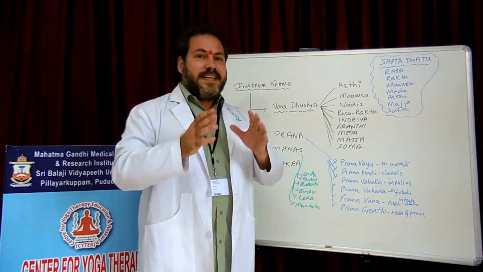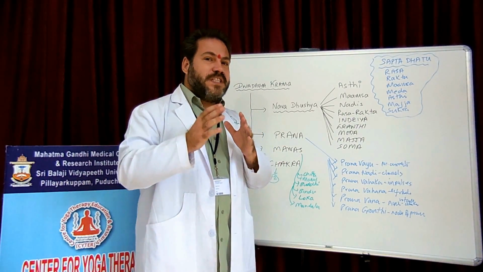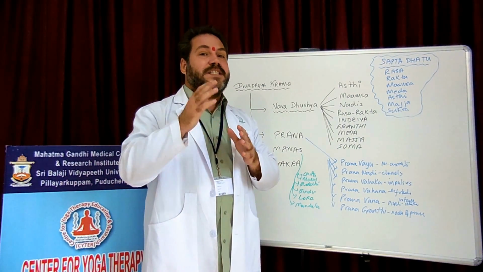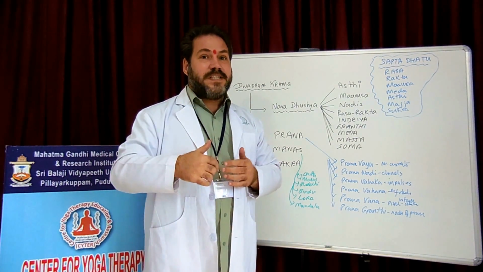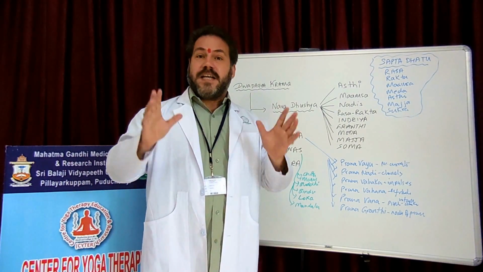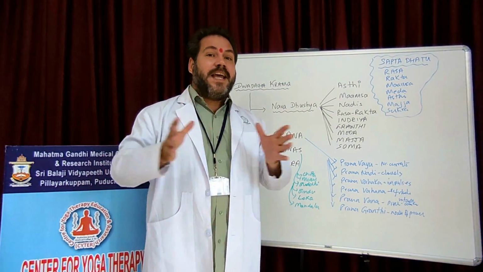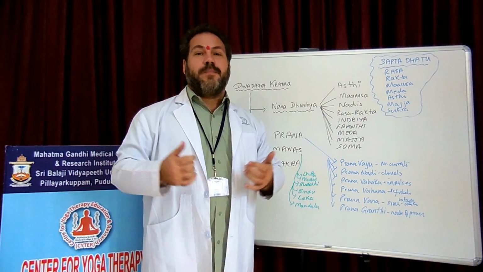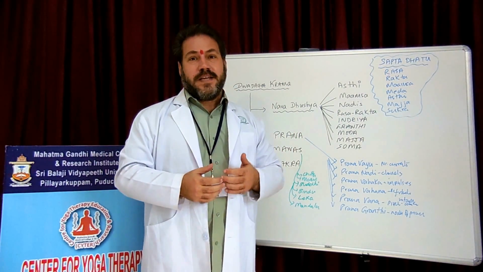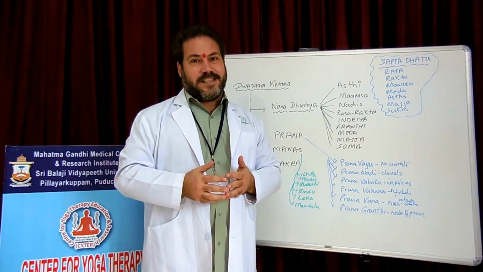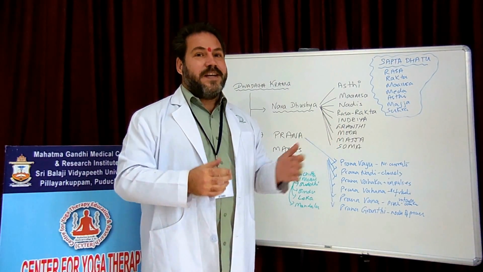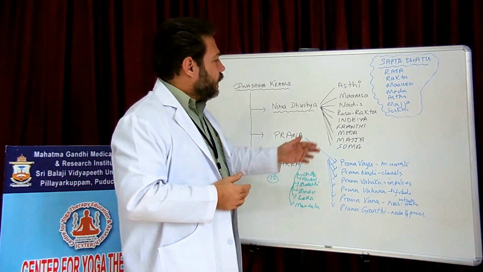Nadis, these are the subtle nerve channels through which the energies can flow that manifest in the physical body as our nerves as well as all the blood vessels that are taking movement throughout the body. The arteries, the veins, the capillaries. All of them come into it, including the lymphatics.